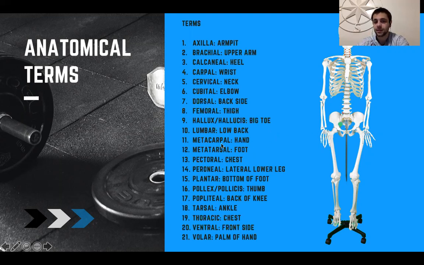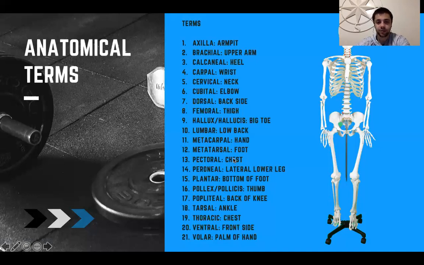Metacarpal is hand, and then metatarsal is foot. So look at the difference there, right? So carpal, tarsal. Anytime you see carpal, that's going to refer to the hand. Anytime you see tarsal, that's going to refer to the foot. Reason being is that those little bones right here in the wrist and hand, those are our carpal bones. And then these little bones that you see down here in the foot, those are our tarsal bones, okay? But the metacarpal bones, these longer bones coming off of those carpal bones, those are the metacarpals. And then the longer, skinnier bones coming off of those tarsal bones are the metatarsals.